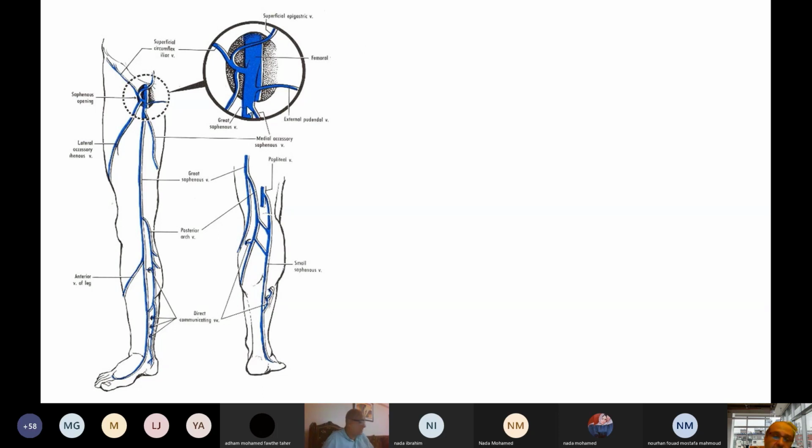I have to stress about these tributaries because we are going to discuss them during treating varicose veins. Before the great saphenous joins the femoral vein, it receives some collaterals or tributaries, which is important before doing the surgery. This will be discussed later.